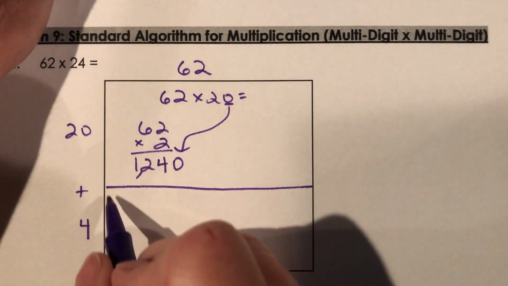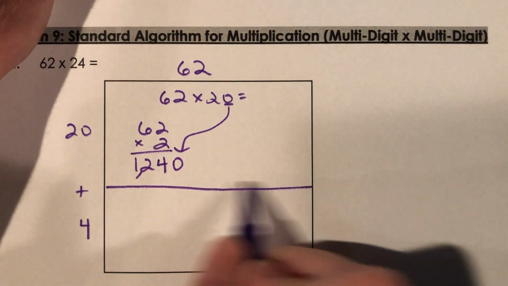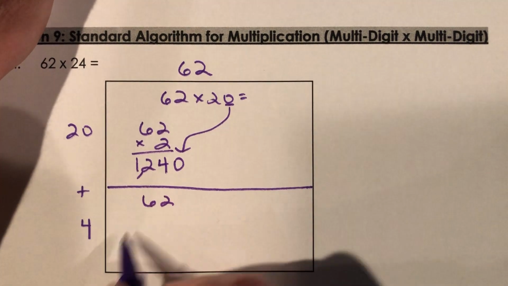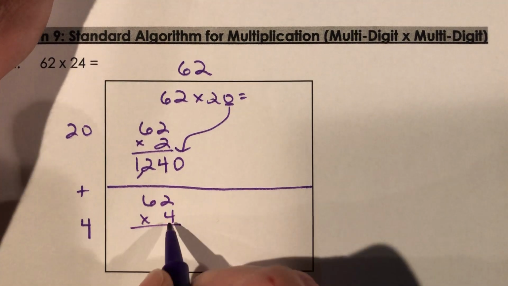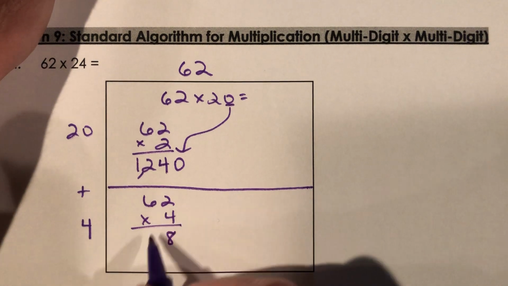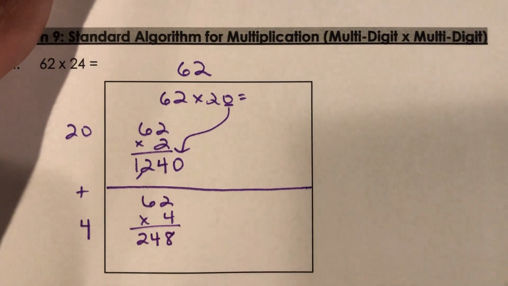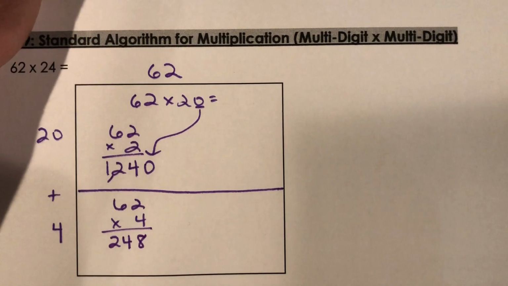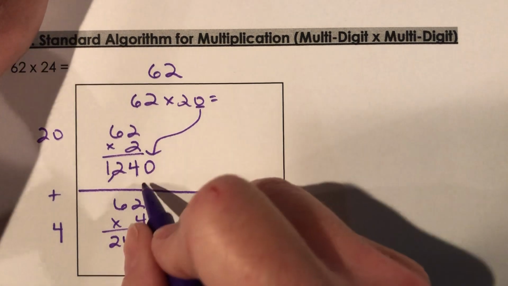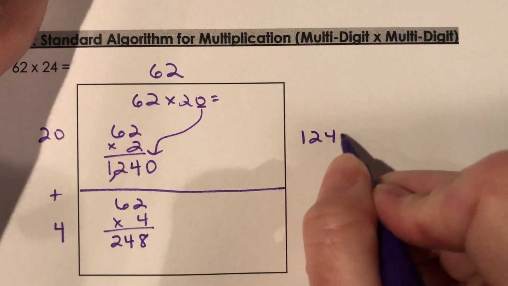And the second box here, if this is 62, so is this. 62 times 4 will give me the answer. 4 times 2 is 8. 4 times 6 is 24. No zeros to add for this one. And we learned that to find the answer to this, we just add those two together.